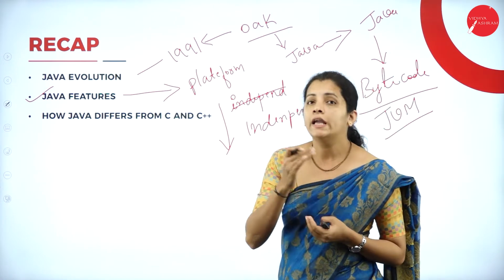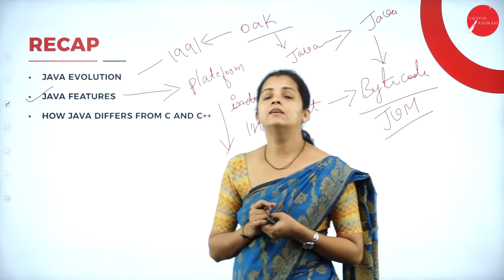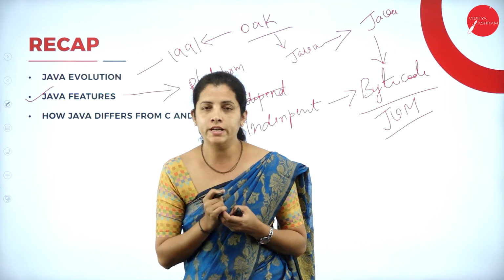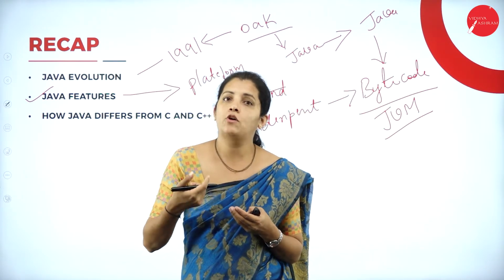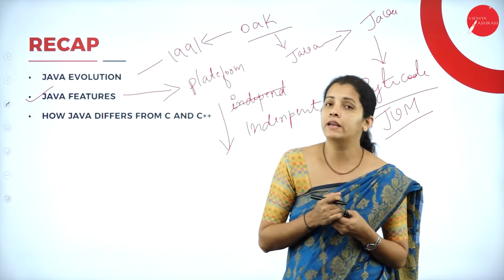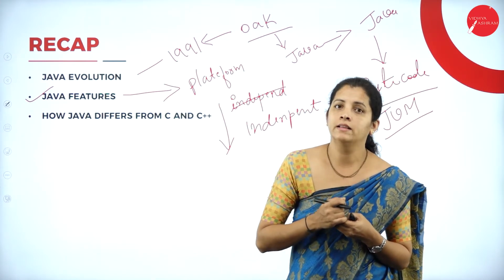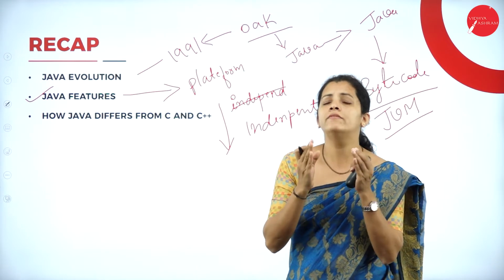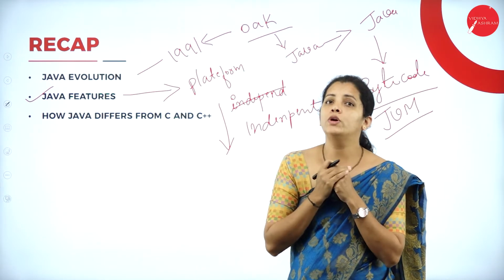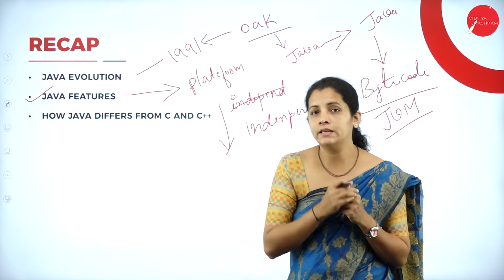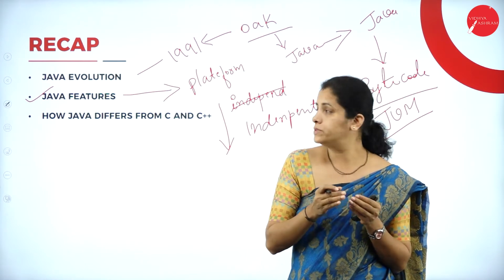Then another feature of Java is nothing but object oriented. That means in a Java program, everything is treated as an object. So what is an object here? An object is nothing but a real world entity. That means whatever real world problems we are going to have are represented in the form of objects.